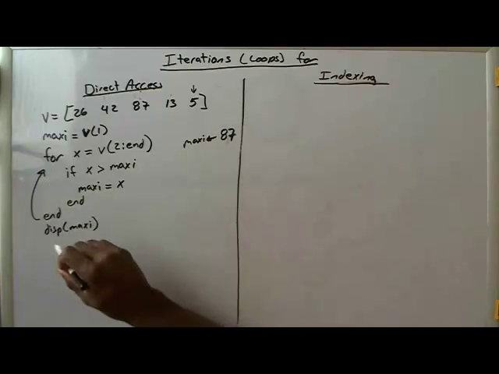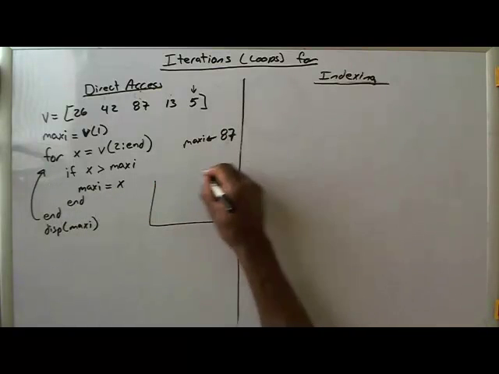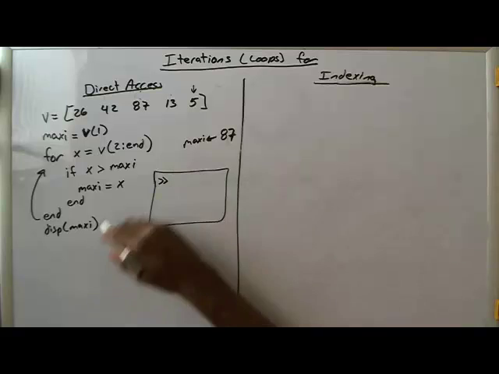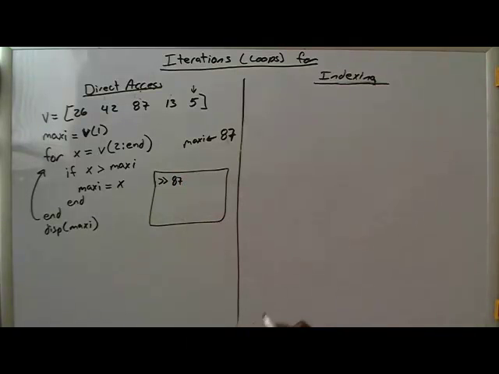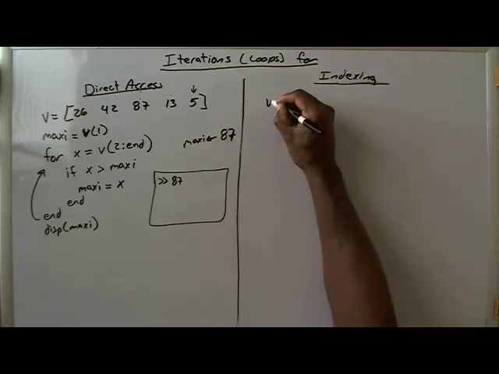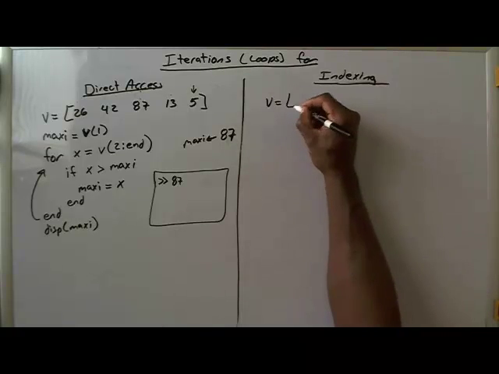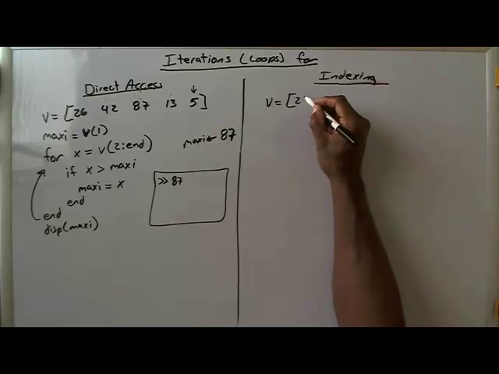You've reached the end of your vector. You come out, and now you display, command window once again, the value of maxi, which is 87. Right? And so that's a common way to do maximum problems using iteration. Let's show it over here, just for completeness' sake. Let's show that over here with the indexing style.